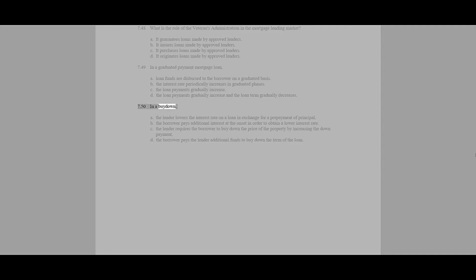7.50 In a buy-down, A. The lender lowers the interest rate on a loan in exchange for a prepayment of principal. B. The borrower pays additional interest at the onset in order to obtain a lower interest rate. C. The lender requires the borrower to buy down the price of the property by increasing the down payment. D. The borrower pays the lender additional funds to buy down the term of the loan.